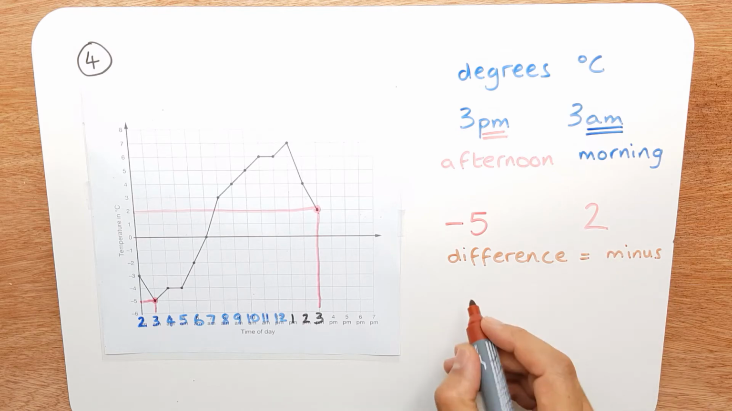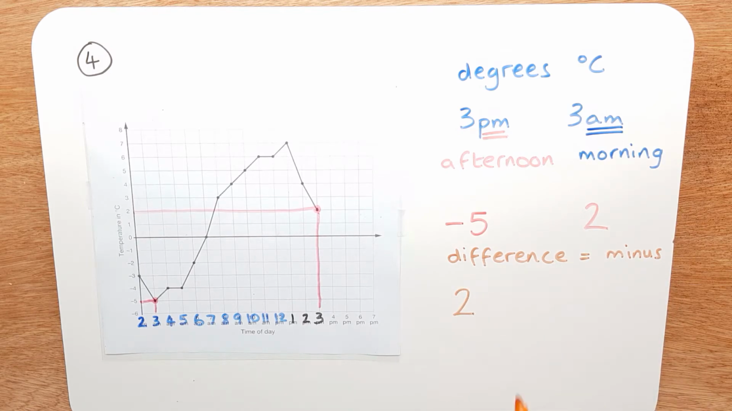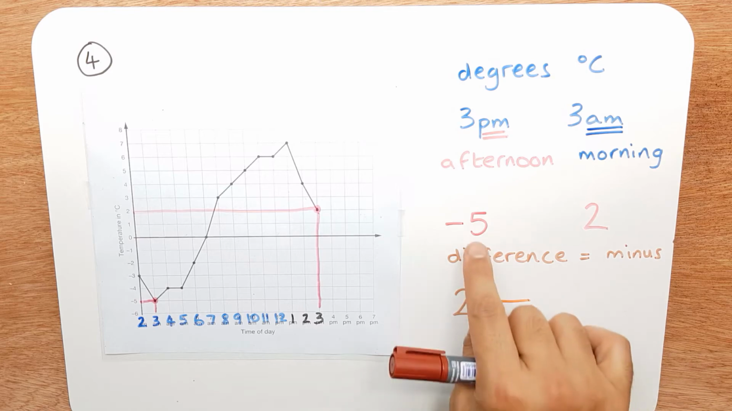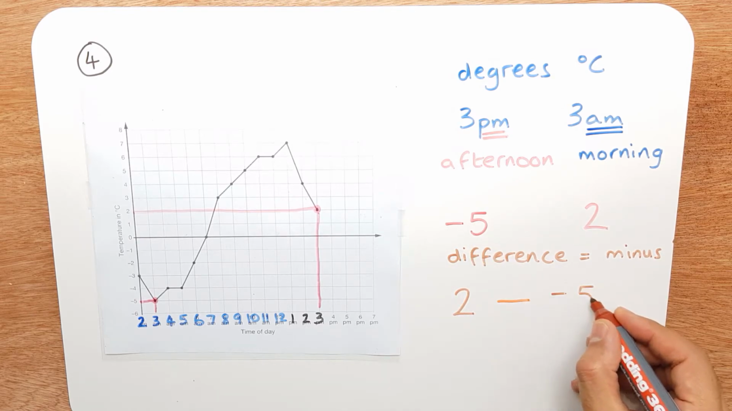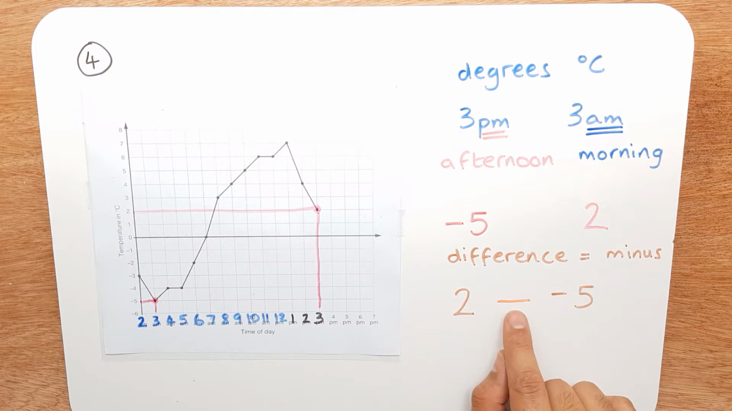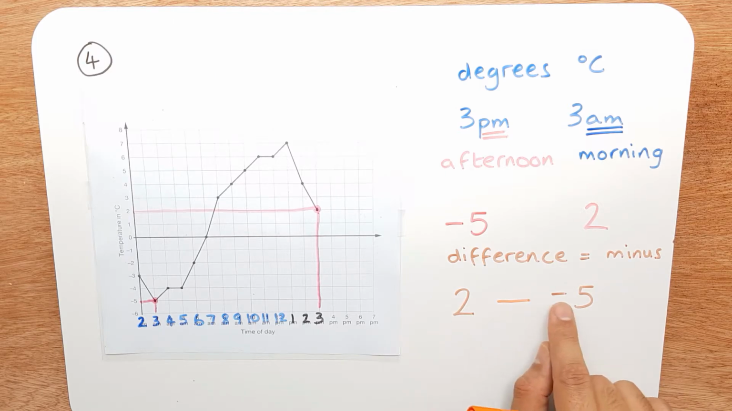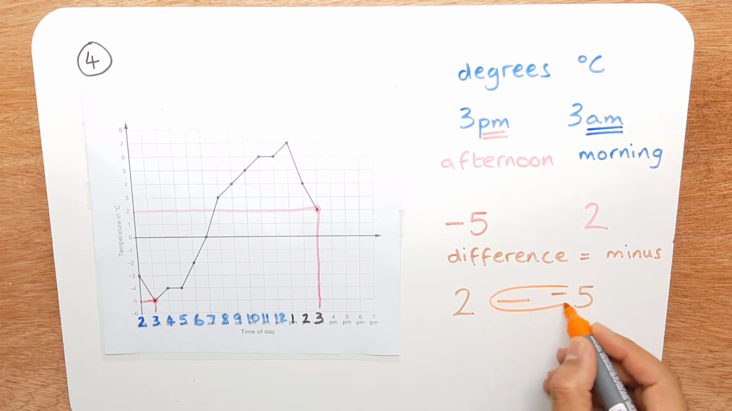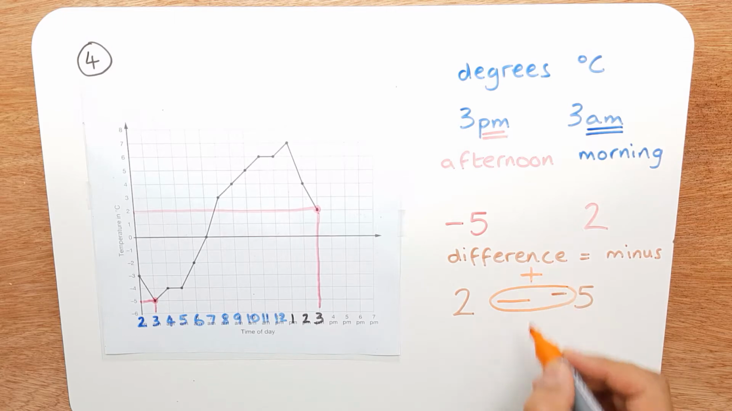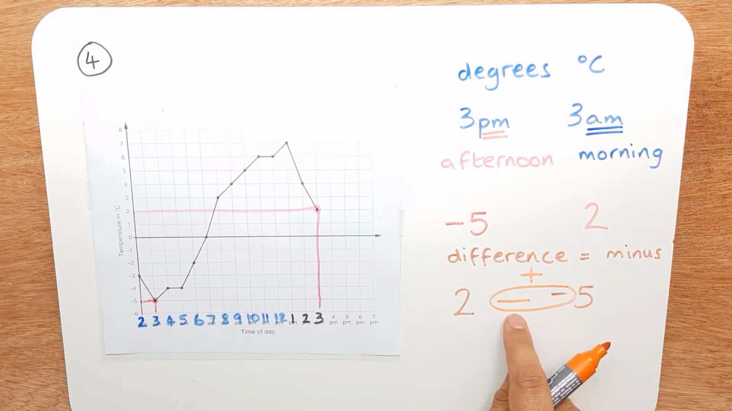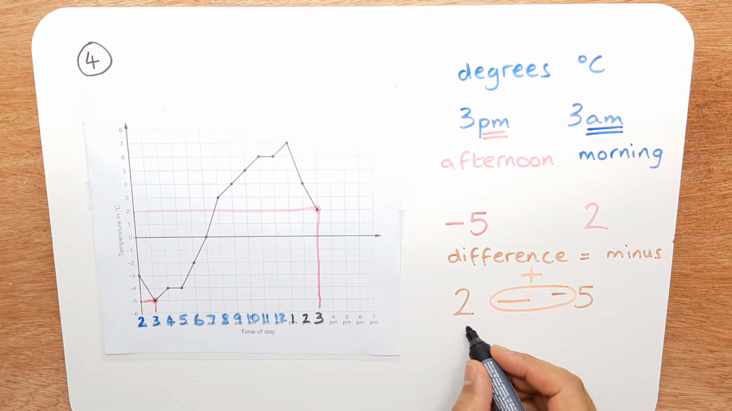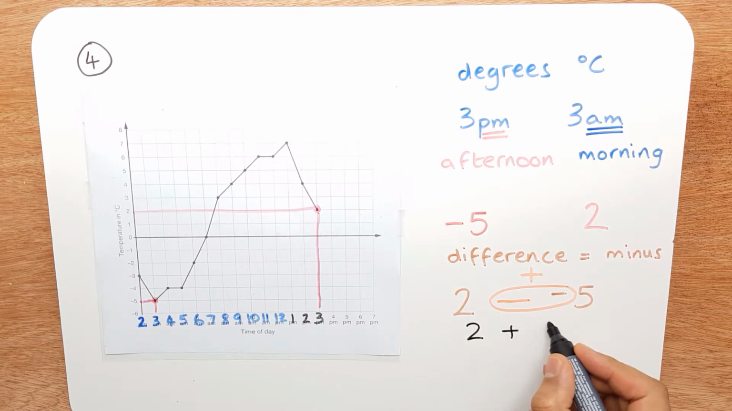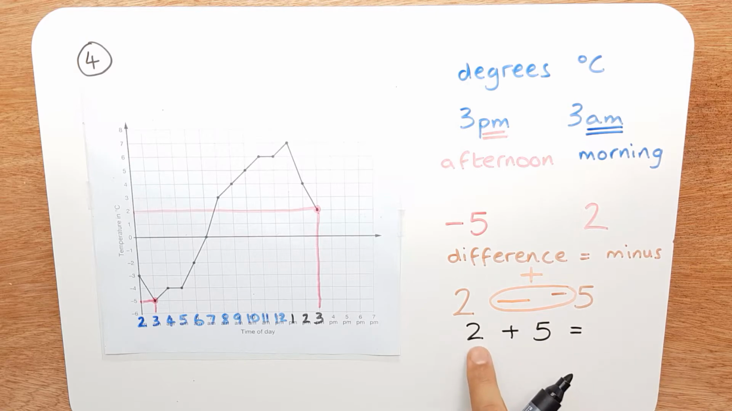So I start with the number 2 and I take away -5. And one thing you might know is this takeaway and this minus, when they're together and there's nothing in between, together they become plus. So this is a little trick you've got to know. My calculation now is 2 plus 5. And 2 plus 5, or 2 add 5, is 7.